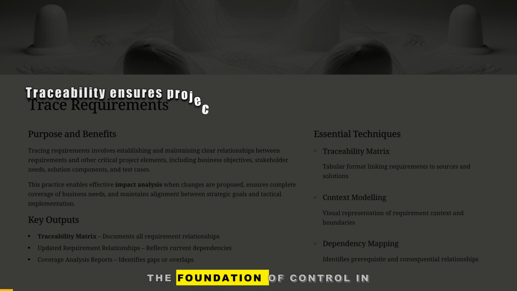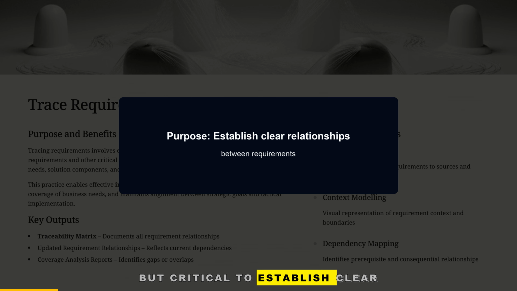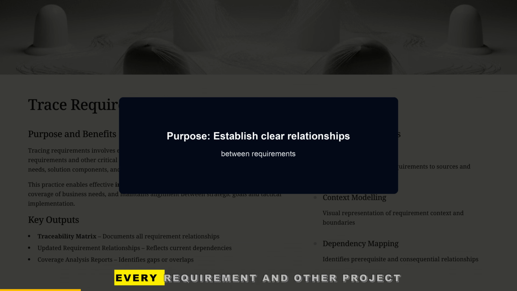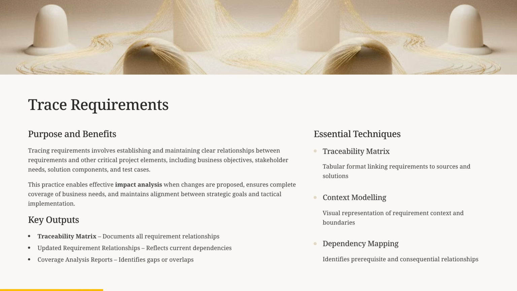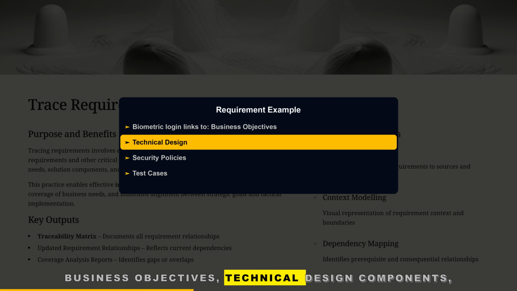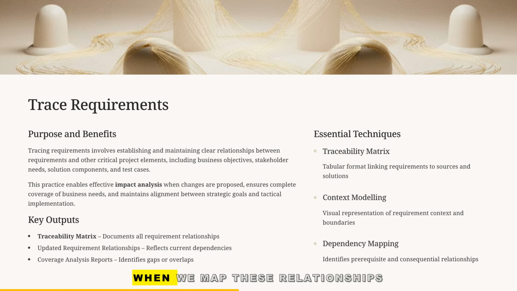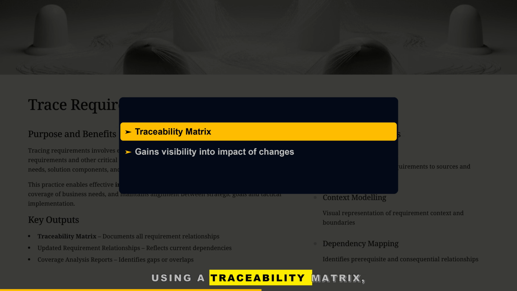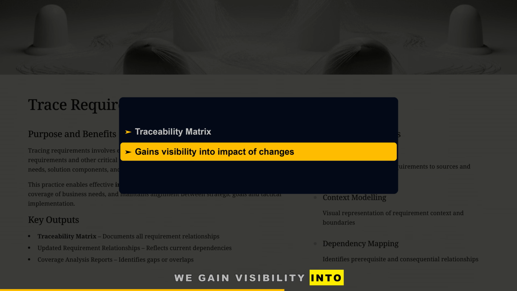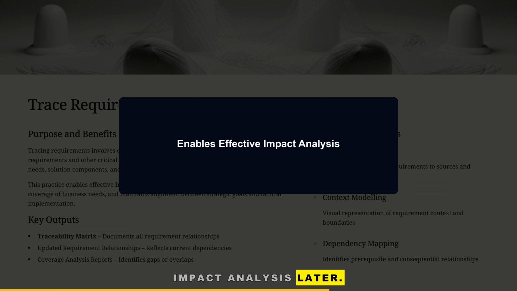Tracing requirements is the foundation of control in business analysis. The purpose is simple but critical: to establish clear and maintained relationships between every requirement and other project elements. For example, a user story like, "As a customer, I want biometric login for faster access," should be linked to related business objectives, technical design components, security policies, and test cases. When we map these relationships, using a traceability matrix, we gain visibility into how a change in one area impacts others. This is what enables effective impact analysis later.